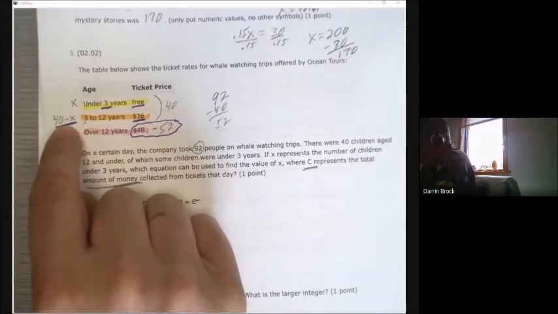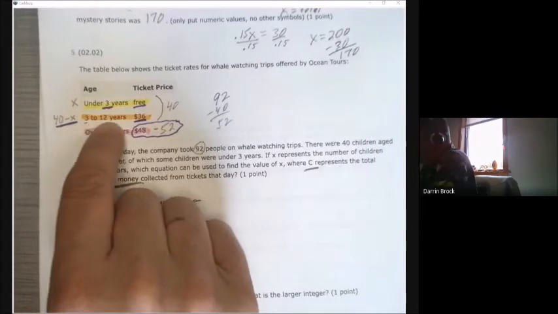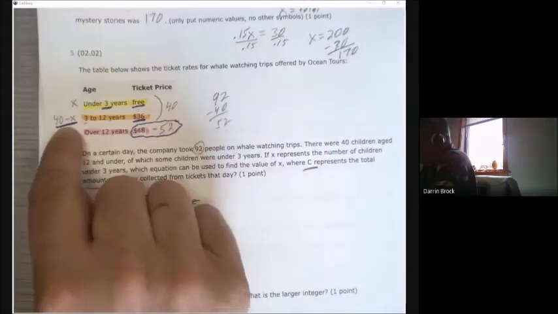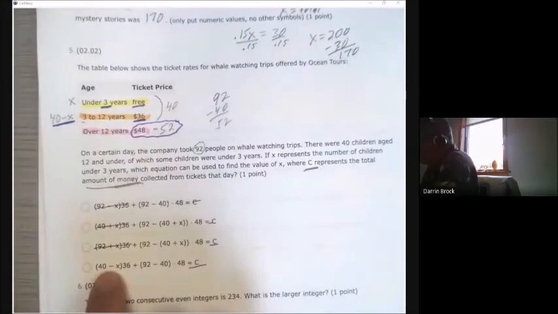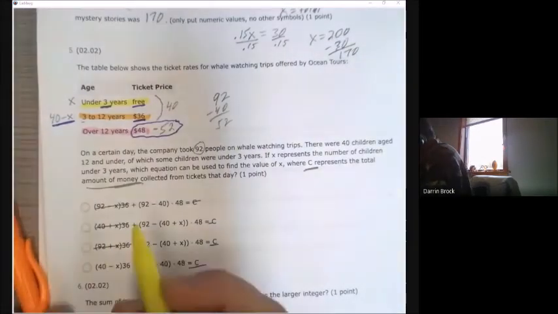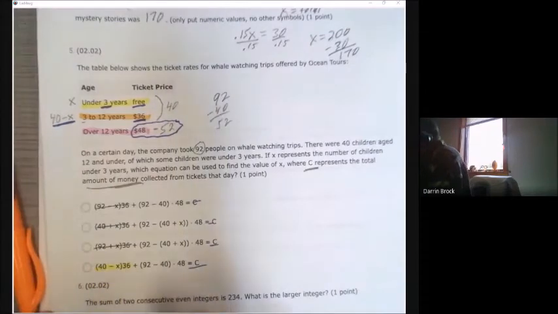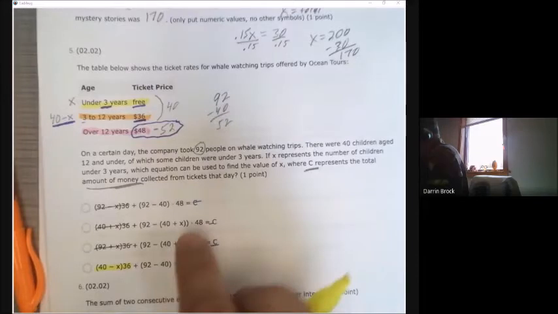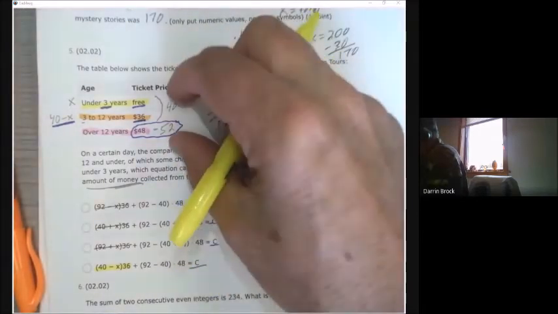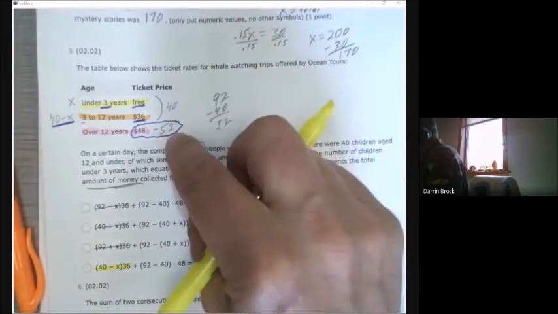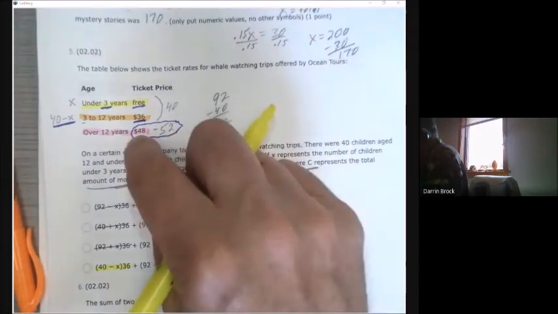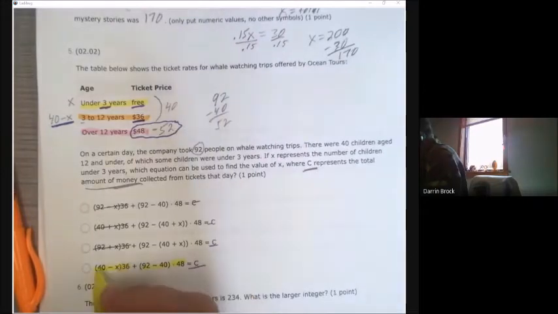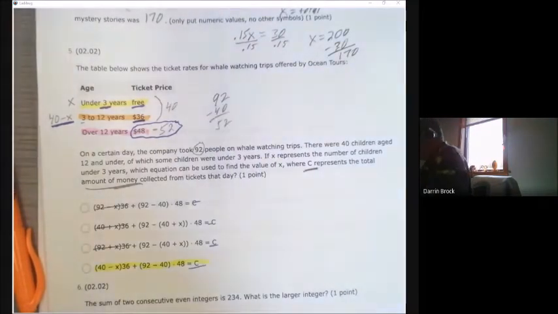Well, we said 40 minus X would be the number of 3 to 12-year-olds because there's 40 total and X is this number. So 40 minus X should get charged $36 each. Okay, that works. 40 minus X times $36 plus 92 minus 40 get charged $48. Well, 92 minus 40, 92 total, 40 of them get these rates, so that means 52 people get charged $48. This would be 52 combined times $48. So this one works. That has to be the equation.